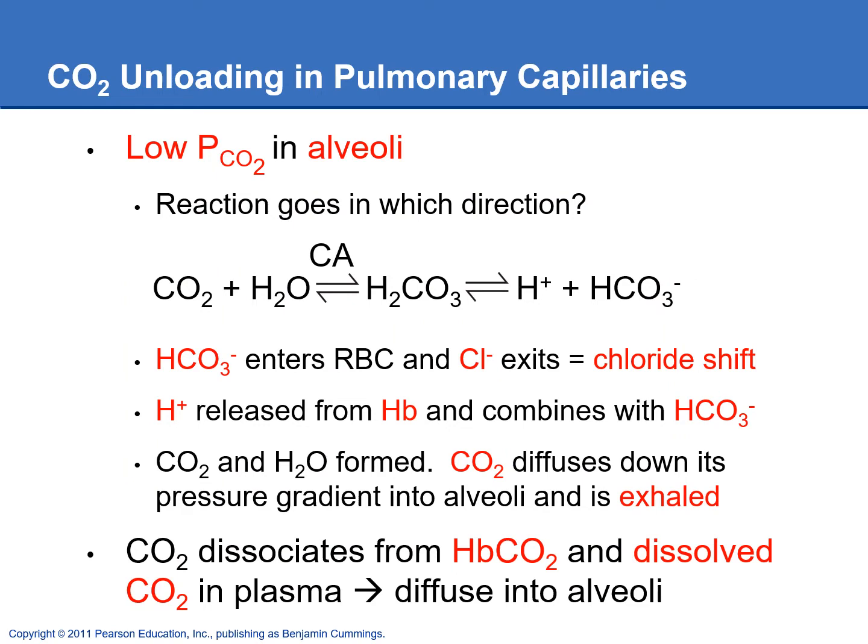Let's take a look at carbon dioxide unloading in the lungs. So in the alveoli, the partial pressure of carbon dioxide is going to be low because the carbon dioxide levels in the inhaled air is low. And that's going to push the chemical reaction to the left. And let's take a look at a picture to see what happens in the lungs.